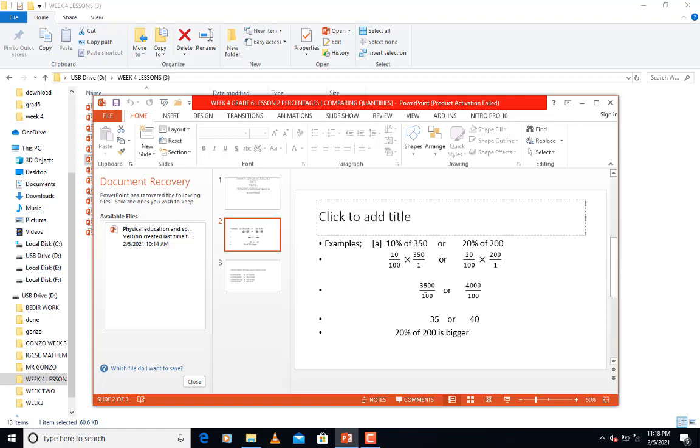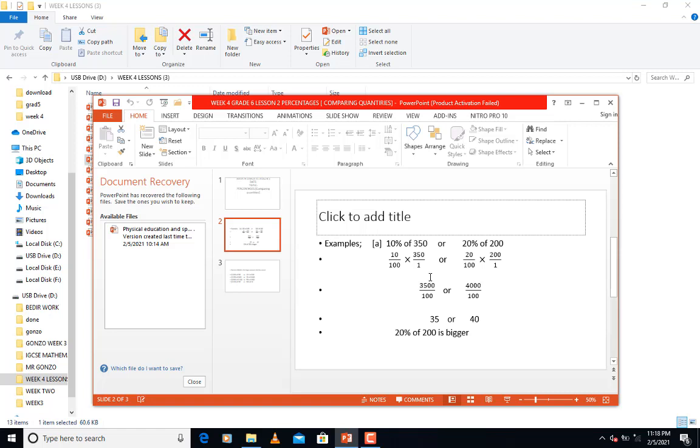If we divide 3,500 by 100, we are going to get 35. 4,000 divided by 100, we are going to get 40. Now let's compare 35 or 40. Obviously, 40 is greater than 35. So in your conclusion, you now say 20% of 200 is bigger, or is greater, than 10% of 350.